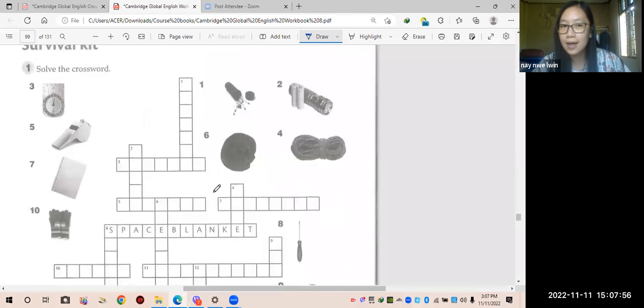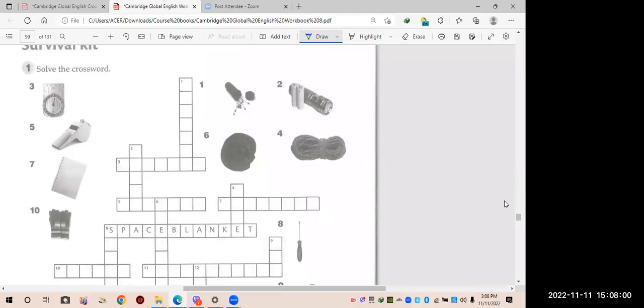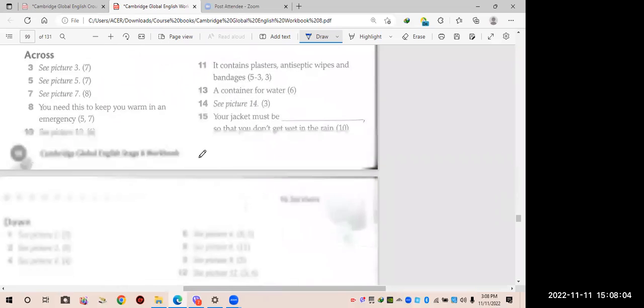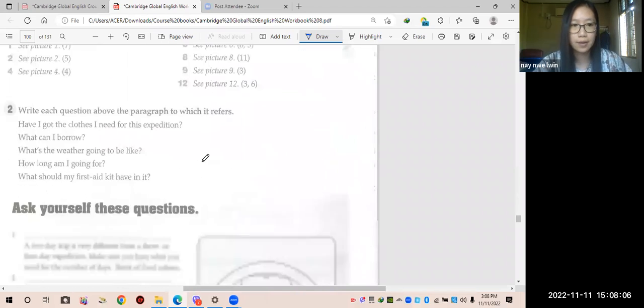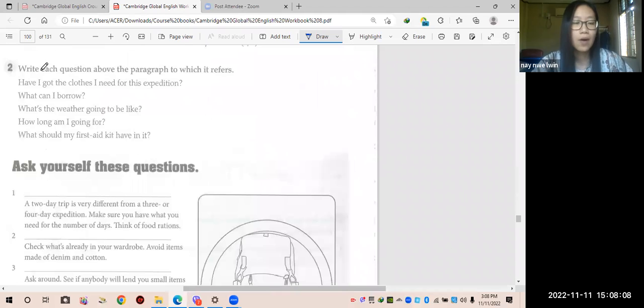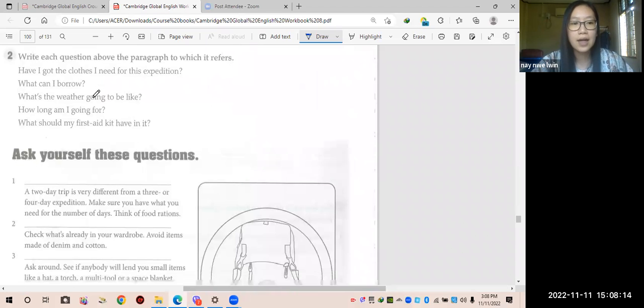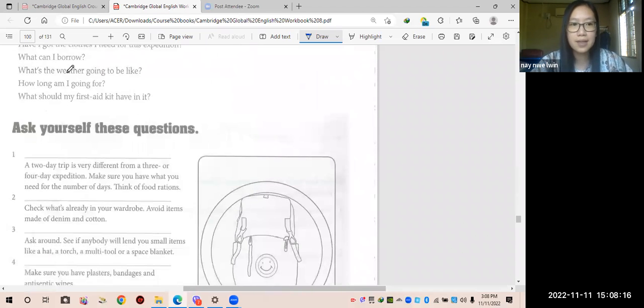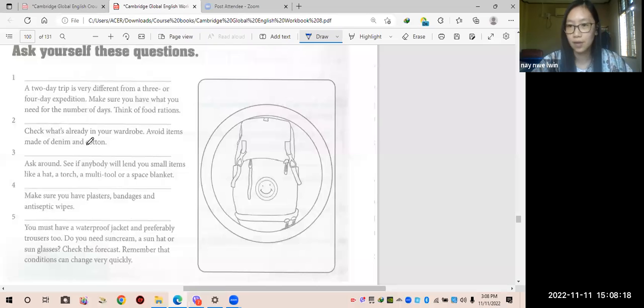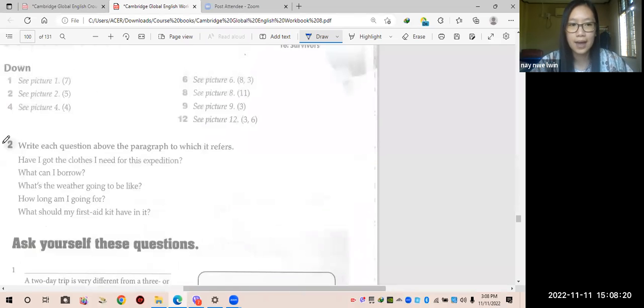So did you get all the answers for the crossword, everyone? Yes, got it. Okay, so let's move on to number 2. Write each question above the paragraph to which it refers. So you will see the questions here and you will see the answers. You just have to match the questions and the answers. Okay, so we'll do this one now. And after that, we'll discuss together again.